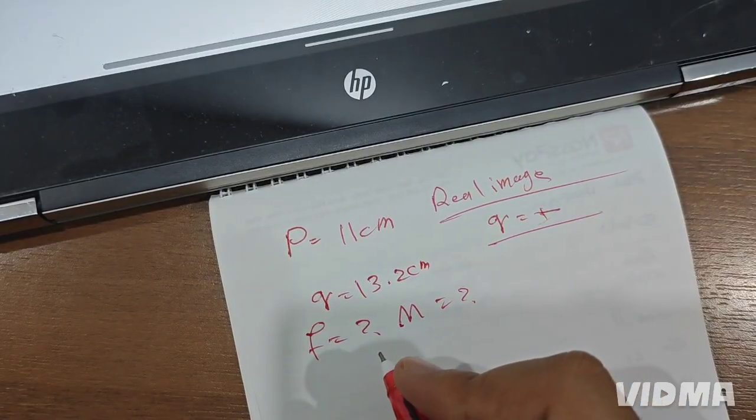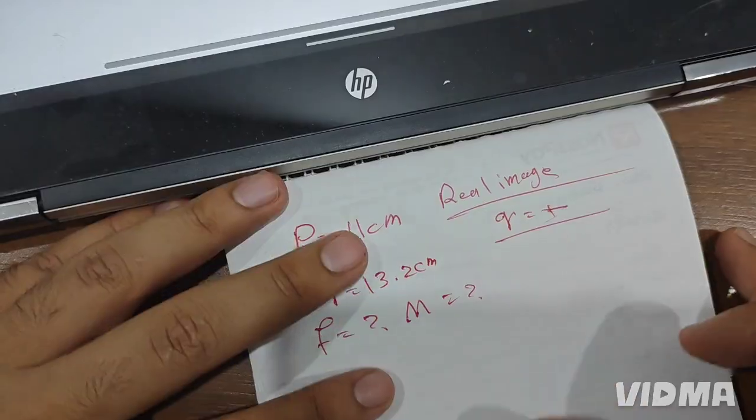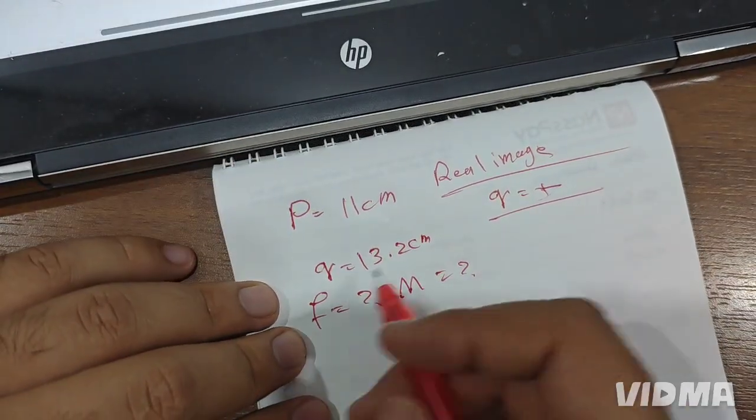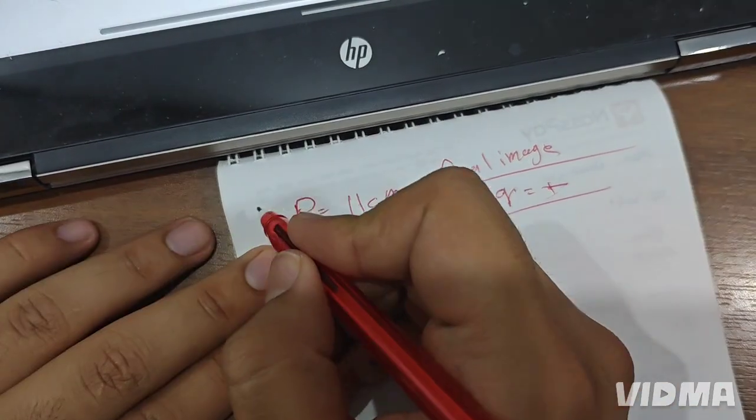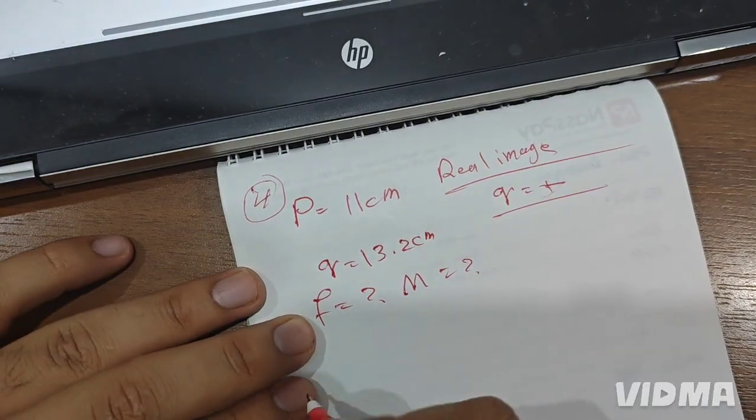Oh, sorry, what's the magnification of the image? This is the first part of the question, because this question includes 2 parts. Let me solve. So guys, for information, this is question 4. Okay, last question. How can you find the focal length?